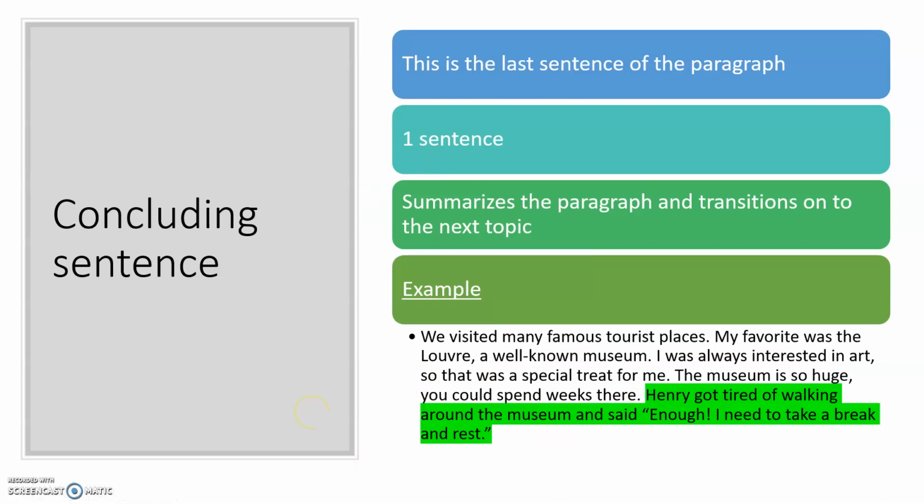The last sentence of the paragraph is the concluding sentence. It's usually one sentence, and it summarizes the paragraph and transitions onto the next topic. So, in this example that we've been dissecting, the concluding sentence is, "Henry got tired of walking around the museum and said, 'Enough, I need to take a break and rest.'" So this is basically telling us the summary of the museum experience. It's telling us the end of it. It's ending this thought that they're trying to express in this paragraph.